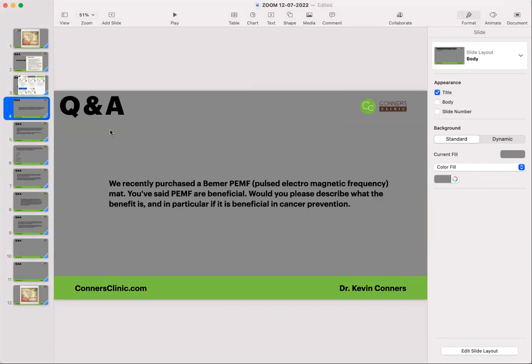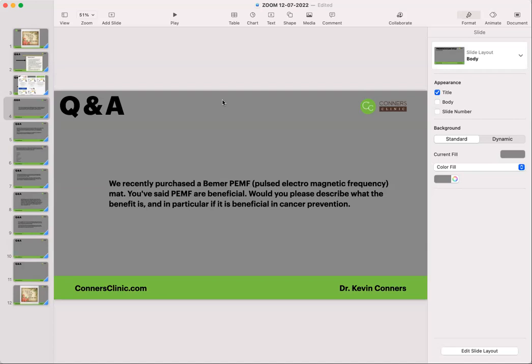We recently purchased a Beamer PEMF device. You've said PEMF devices are beneficial. Would you please describe what the benefit is, and in particular, if it is beneficial in cancer prevention? So I do have a number of web pages on the PEMF that talk about the benefits of the PEMF and the research on PEMF.